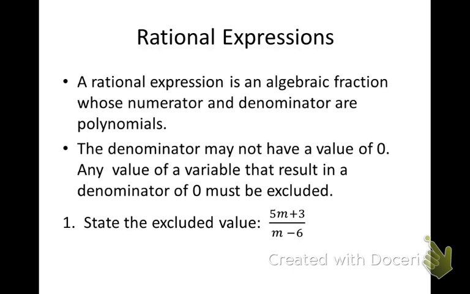So in looking at number 1, we're just going to focus on the denominator. When would m minus 6 be equal to 0? Well, if you set it equal to 0 and solve it by adding 6, you're going to get m equals 6. So that's really the restriction. You're going to say m cannot be equal to 6, because if it is, that would be undefined, a denominator of 0. So that's how you go about finding the excluded values. You set the denominator equal to 0 and solve it, and then exclude those values.